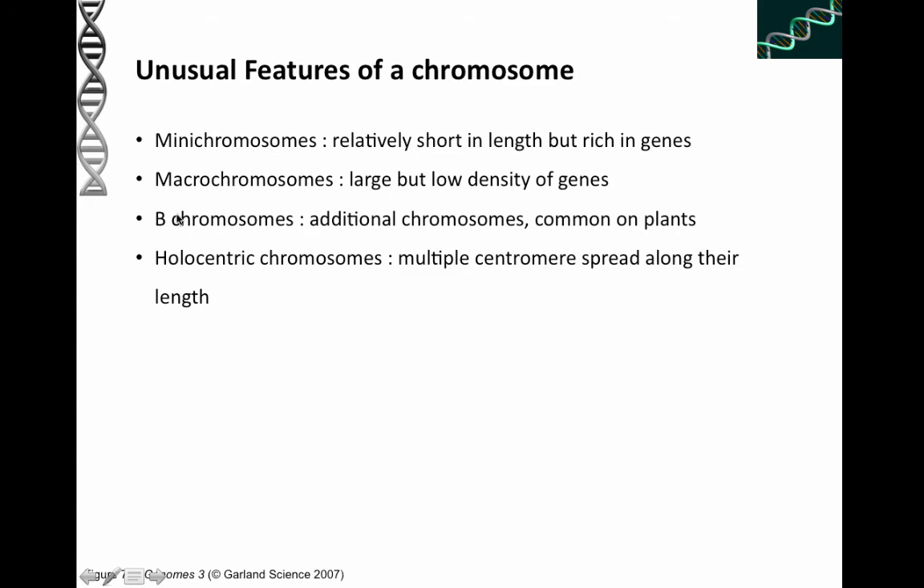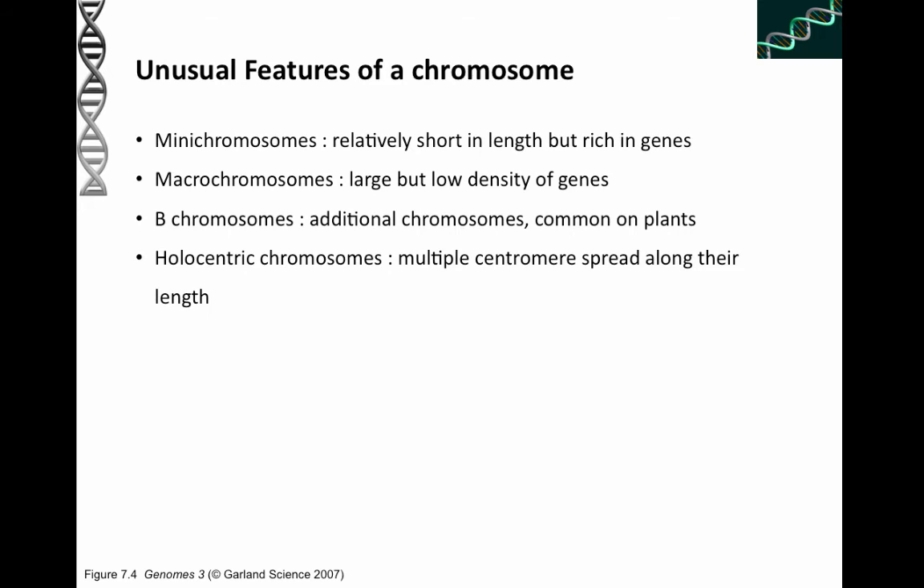One is mini chromosomes, which have a much shorter size than other chromosomes, but are highly enriched with active genes. Macrochromosomes are much larger, but a relatively low density of genes is located on the macrochromosome.